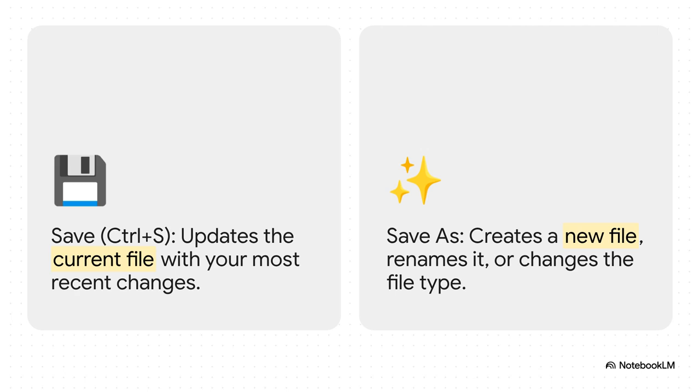Okay, let's clear this one up once and for all because it trips up a lot of people. Save, or just hitting Control-S, simply updates the file you're already working in. Save As is different. You use that when you're saving a file for the very first time or when you want to create a totally new copy, give it a new name, or save it in a different format.